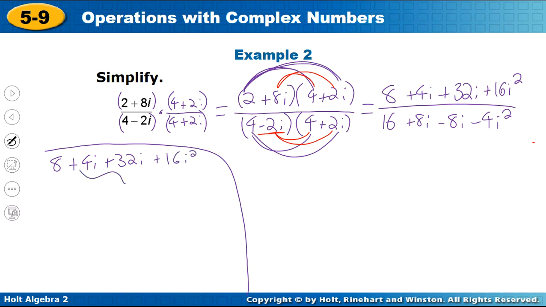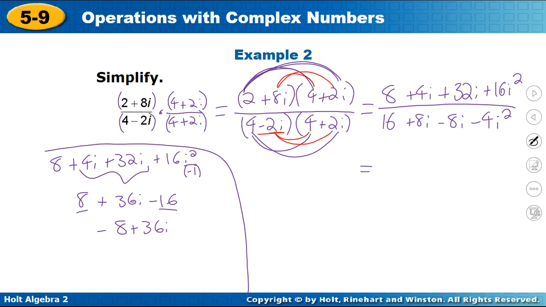Alright, so these terms I can combine. They're like terms. So let's bring the 8 down. 4 and 32 will make 36i. And then this, remember, is negative 1. So 16 times negative 1 is negative 16. So if I combine the 8 and the negative 16, I should have negative 8 plus 36i. So let's go ahead and put that back over here. My numerator is negative 8 plus 36i.